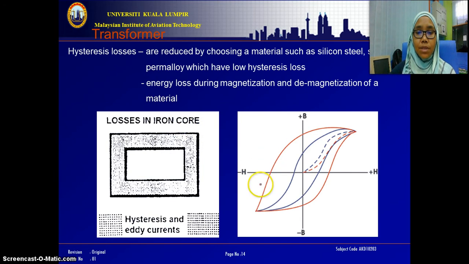Hysteresis losses are about the magnetization and demagnetization of the material when you have the energization from the electrical power. So it depends on the type of material. Either you will have a bigger hysteresis loop or a narrow hysteresis loop. Normally the iron core or the soft iron core will give a better hysteresis, or very low hysteresis losses, for the transformer.